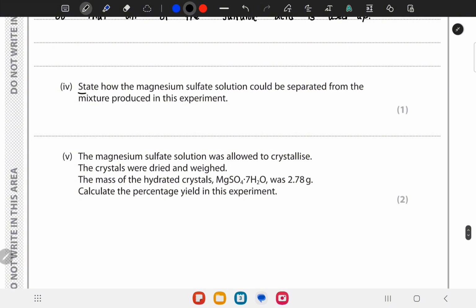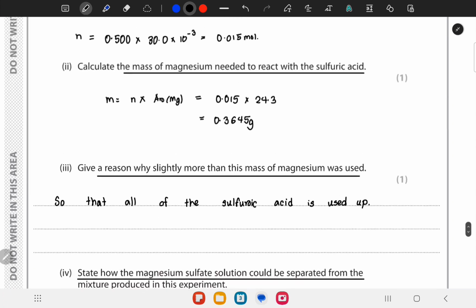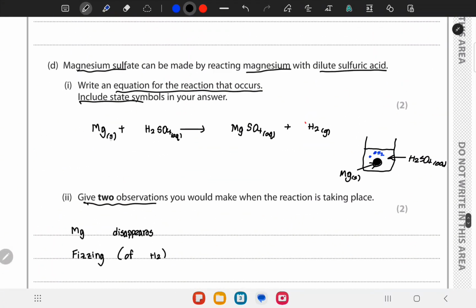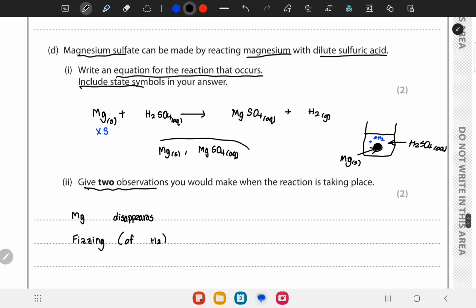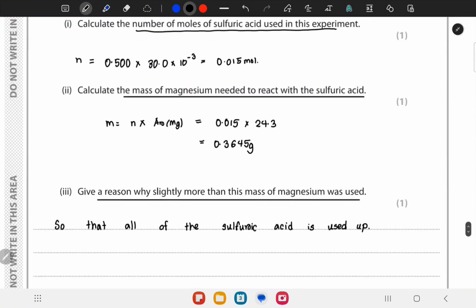Now in part 4, we have to state how the magnesium sulfate solution could be separated from the mixture produced in this experiment. So this was the reaction over here. In our case, we have magnesium in excess. So after the reaction is complete, the reaction mixture will have some magnesium solid left, and the magnesium sulfate solution. The hydrogen gas will leave the solution, and H2SO4 is limiting. So we have to separate the magnesium sulfate solution from the magnesium solid. As we want to separate a solid from a liquid, we can just use filtration.